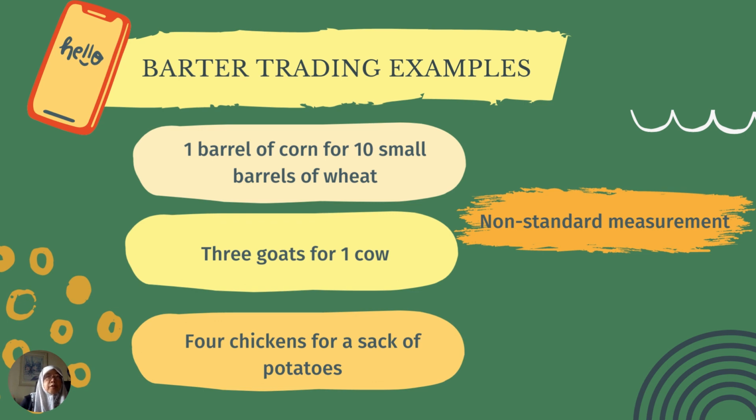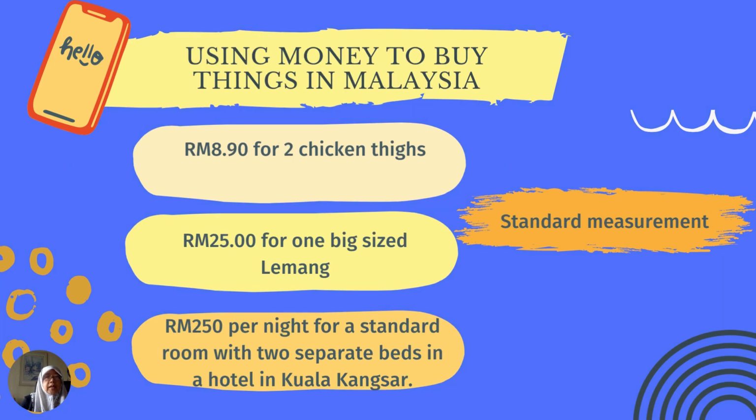So, for example, a barrel of corn for 10 small barrels of wheat. Okay, 3 goats for a cow, 4 chickens for a sack of potatoes. These are all non-standard measurement. So then we changed to standard measurements where we use money. Different countries will have different types of money, but this is for Malaysia. And in Malaysia, we use Ringgit Malaysia, or MYR.